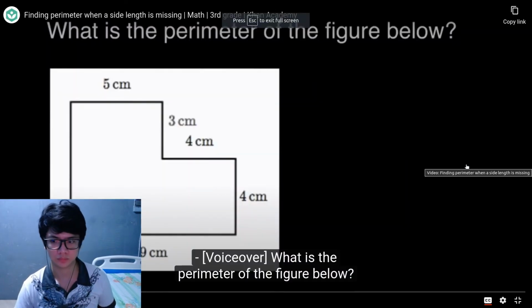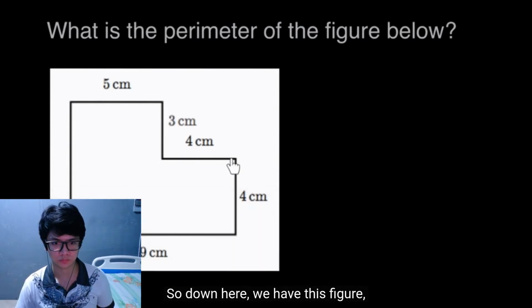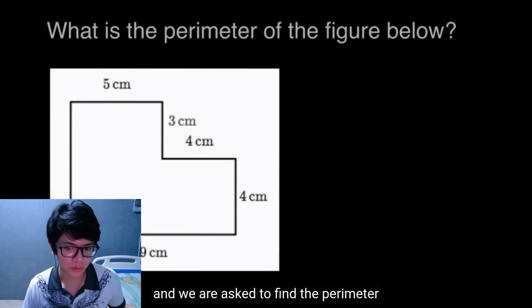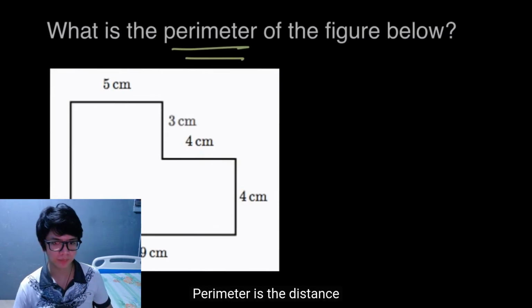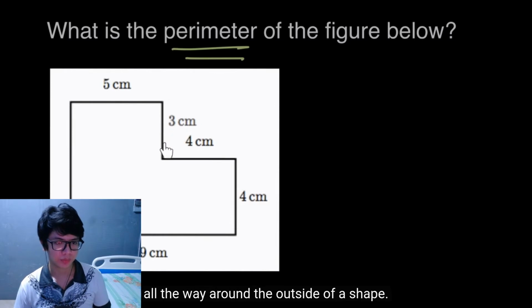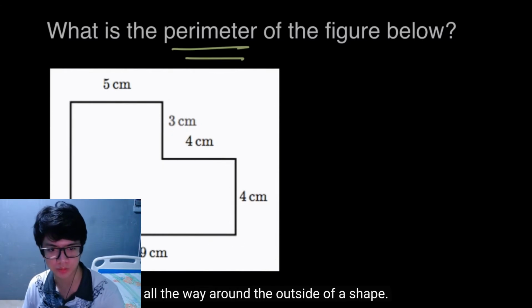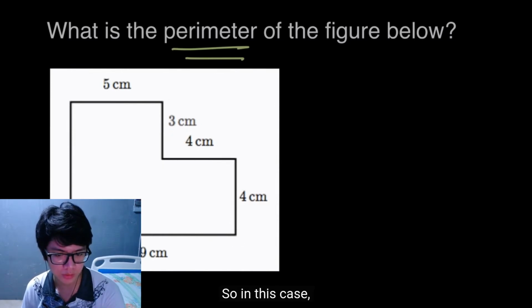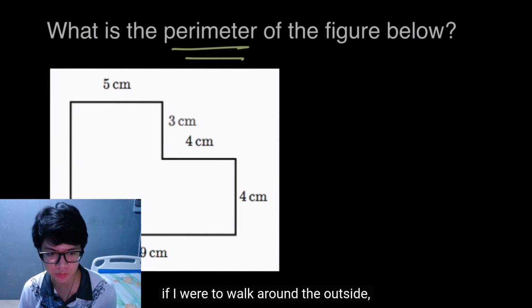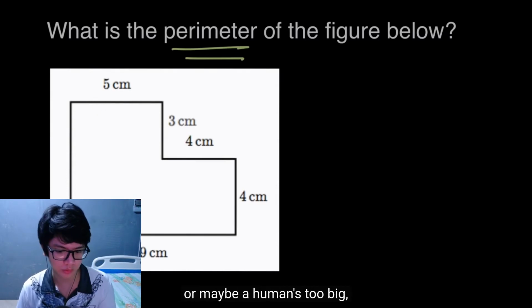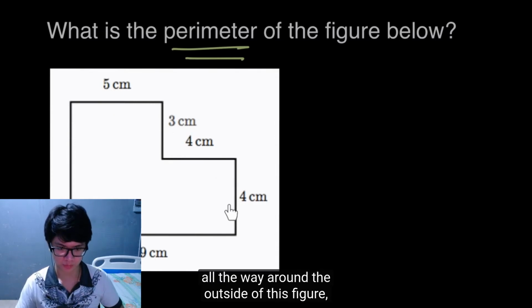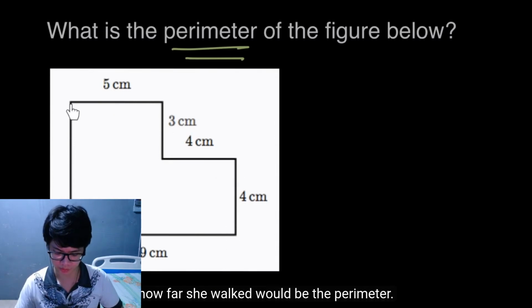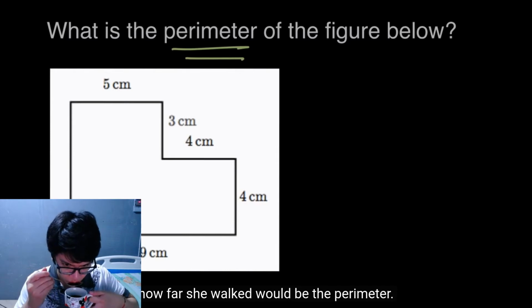What is the perimeter of the figure below? So down here we have this figure, and we are asked to find the perimeter of this figure. Perimeter is the distance all the way around the outside of a shape. So in this case, if I were to walk around the outside, or maybe a human's too big, if an awesome little ant was to walk all the way around the outside of this figure, how far she walked would be the perimeter.